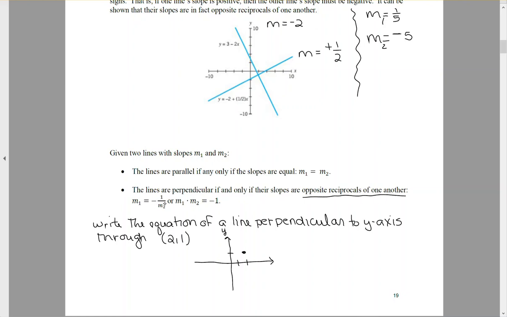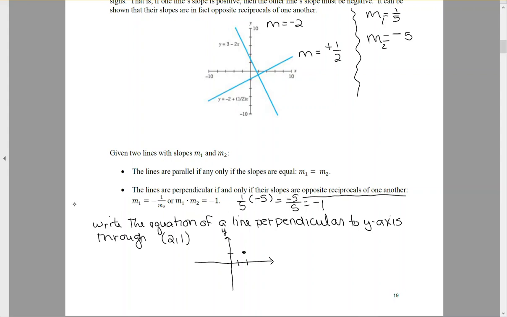And kind of as a little fun fact, if you multiply those two together, the answer will turn out to be negative 1. In other words, if I take 1/5 times negative 5, that's negative 5/5, which is negative 1. So the product of two slopes that are perpendicular to each other will turn out to be the number negative 1.